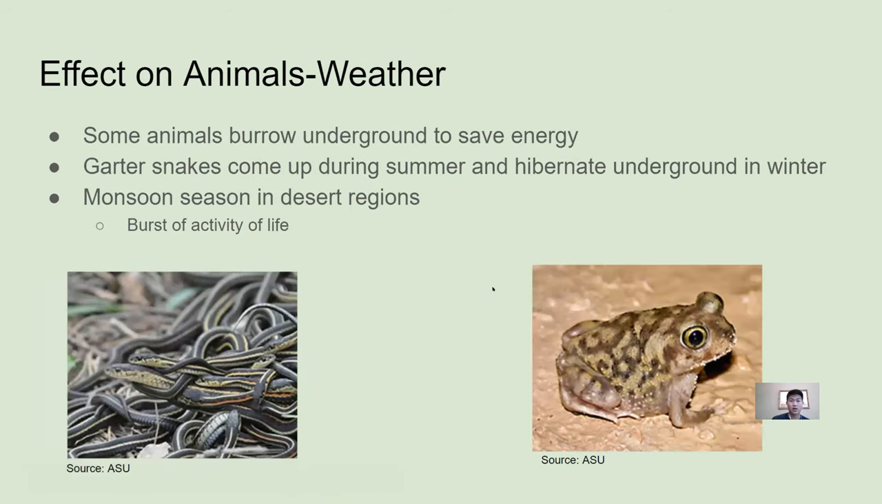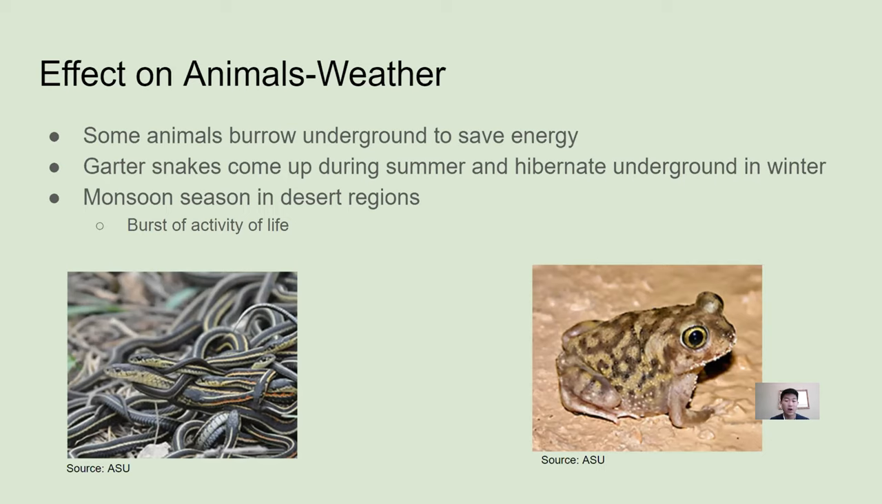Okay, so some other effects of the weather is that because it's hotter, these animals want to save energy. And if you've ever been outside on a very hot day, it makes you very tired and it uses a lot of energy just to be outside because your body is constantly trying to cool down and keep a lower temperature. And this can take a lot of energy. So that's why a lot of animals like to burrow underground during the summer in order to save energy.